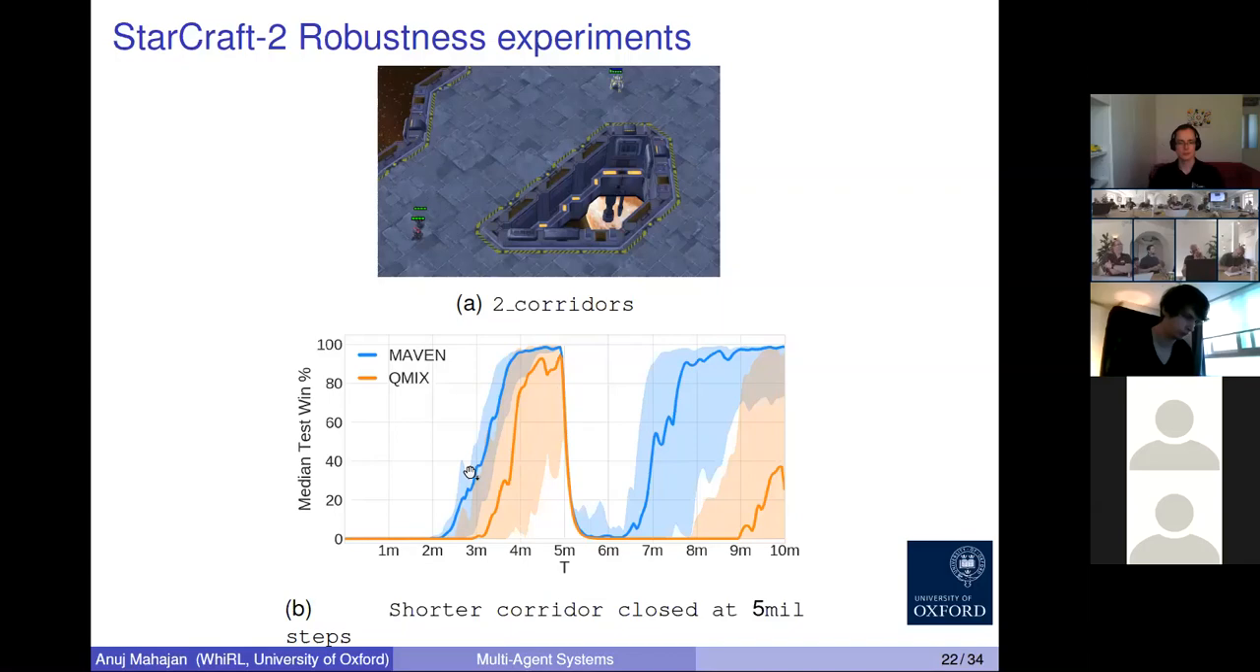Whereas Maven, since it has this latent variable, which allows it to associate different long-term behaviors with different values of the latent variable, not only finds the other long corridor, but when the short corridor is no longer present, it very smoothly starts using the longer corridor to solve the problem. That demonstrates a very nice robustness, which is an added side effect you get from using this latent space.